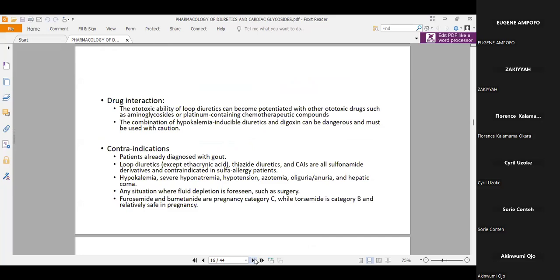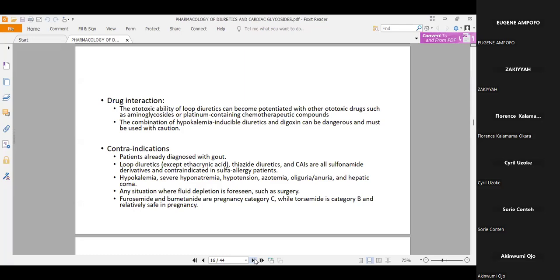So, drug interaction. The ototoxicity of loop diuretics becomes potentiated when combined with other ototoxic medications like aminoglycosides. Then the combination of hypokalemia-inducing diuretics and digoxin can be dangerous when used in combination with loop diuretics. They are contraindicated in patients that already have gout because they also cause hyperuricemia. Then all loop diuretics, with the exception of ethacrynic acid, are sulfonamide derivatives.